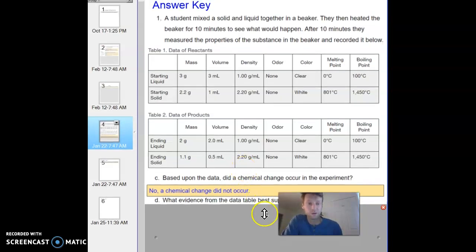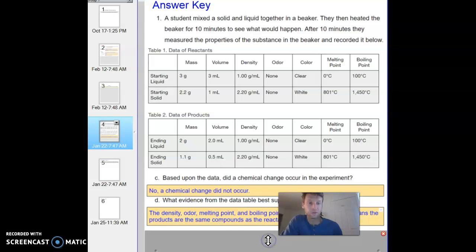And the evidence that supports this? Well, the density, odor, melting point, and boiling point stayed the same, which means the products are the same compounds as the reactants. So no, a chemical change did not happen. Give yourself a score out of 2 if you got both parts of that question correct. Then you're ready to move on to independent practice and move on to your mastery check.